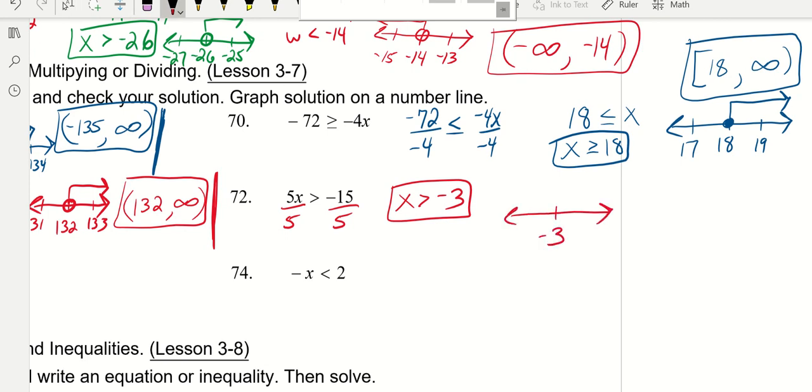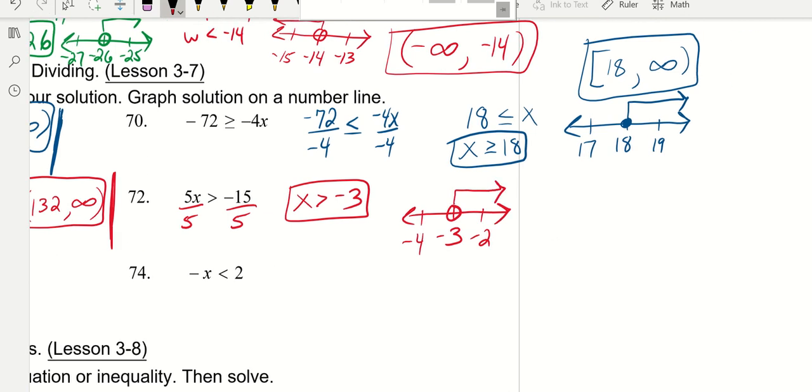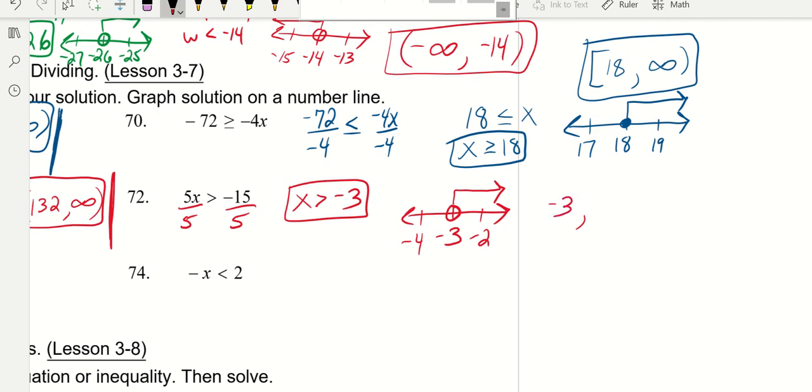Negative 3. Here's going to be negative 2. This is negative 4. Open or closed circle at negative 3? Open circle. X is greater than negative 3, so we shade to the right. Negative 3 is at the high end or low end? It's the low end. And if we go to the right forever, that is going to be infinity. So parenthesis around infinity, and that's an open circle, so parenthesis around negative 3 as well.